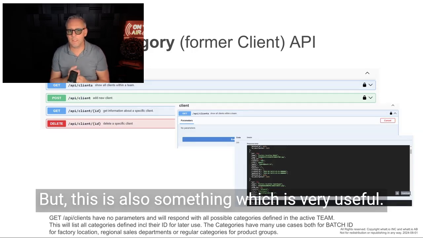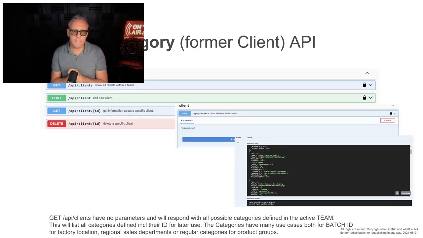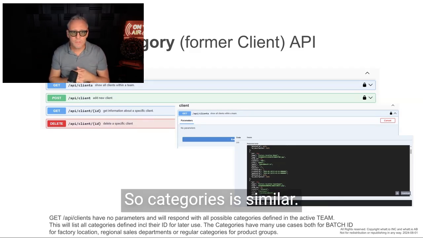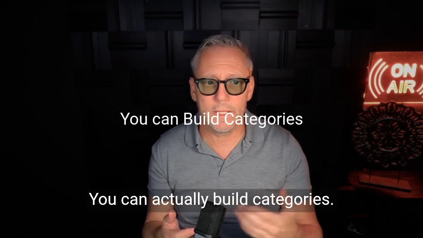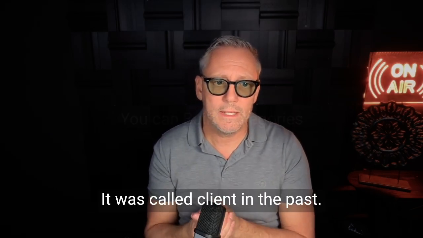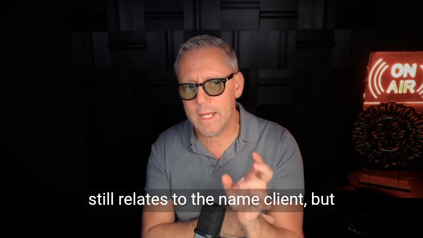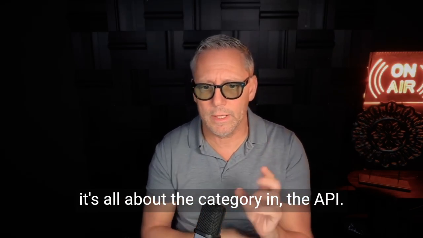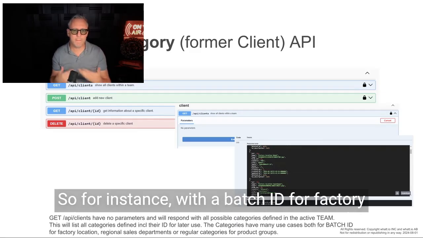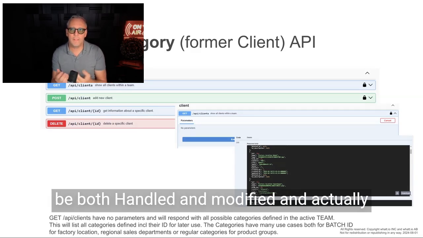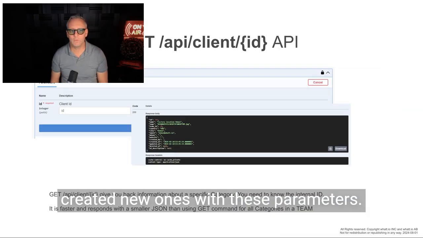But this is also something which is very useful. Same as categories. We described that in many other episodes. So categories is similar. You can actually build categories. It was called client in the past, so there might be some code that still relates to the name client, but it's all about the category in the API. So for instance, with a batch ID for factory location, regional sales departments, these can be both handled and modified and actually created new ones with these parameters.